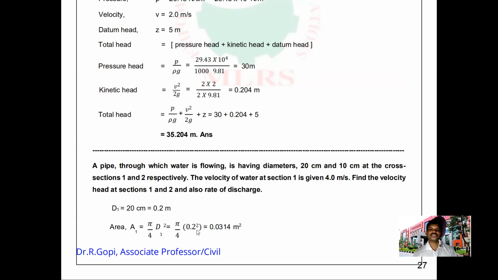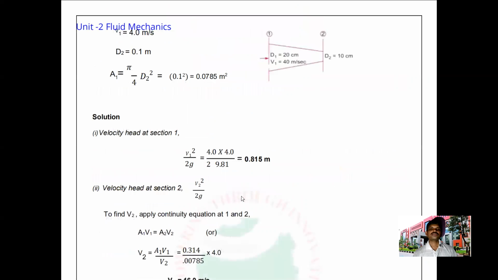So A1 is equal to pi by 4 D1 square. So we got 0.0314 meter square. Next come to V1. V1 is 4 meter per second. We already know it from the question. You can see in this figure, this is the larger diameter, here V1. This is the smaller diameter, V2.